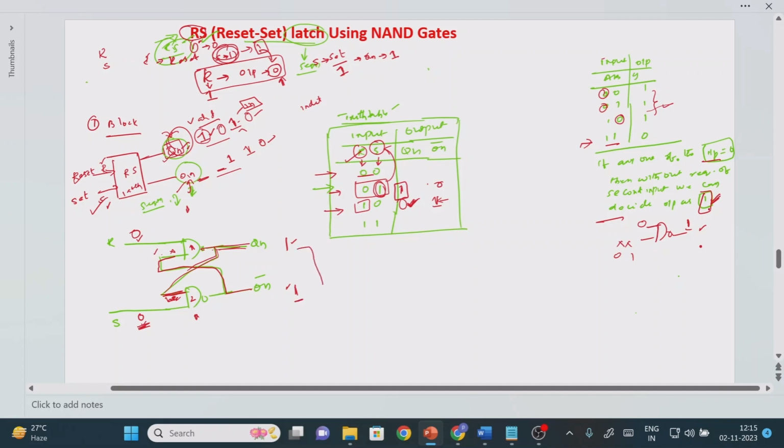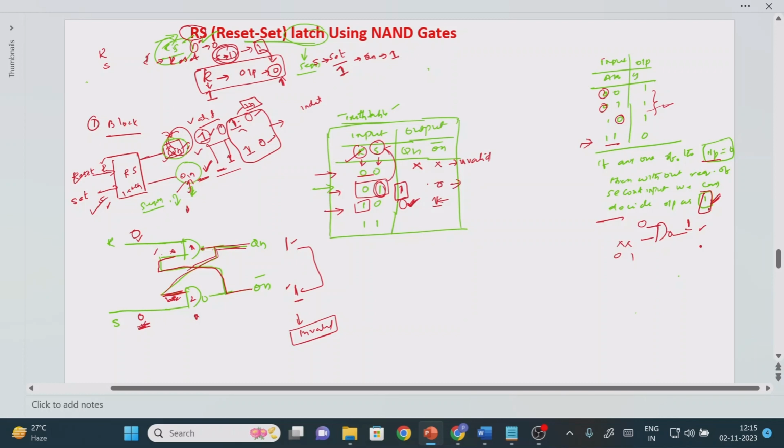Now, the important thing is that we try to find the answer. Is it valid or invalid, right? So it is invalid. Why is it invalid? Because one output should always be the complement of the other output. So these are the valid conditions. If you are getting Q and Qn bar both the same, this is called the invalid condition, right? So this is what we call the invalid condition.